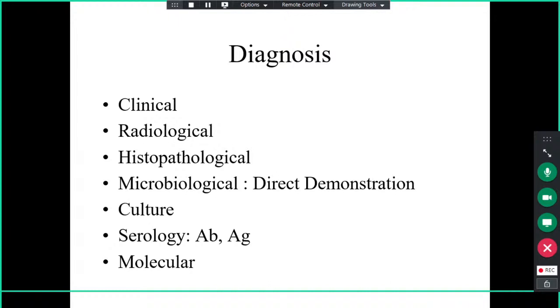So another way of diagnosis, clinically, the physician will see the signs and symptoms, how they are behaving, and the disease is more than 4 weeks. Radiological, we have some clue. It's only provisional, it's not confirmatory. Histopathologically, again, we can see the tissue reaction or some of the organism. Microbiologically, by direct demonstration we might get something, or sometimes culture also helps, or serology like antibody or antigen detection might help, and molecular diagnosis in some cases.